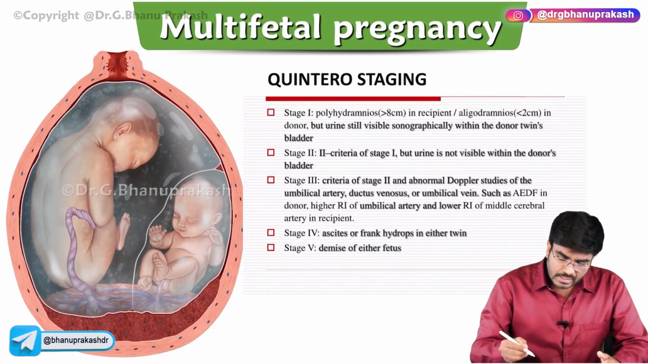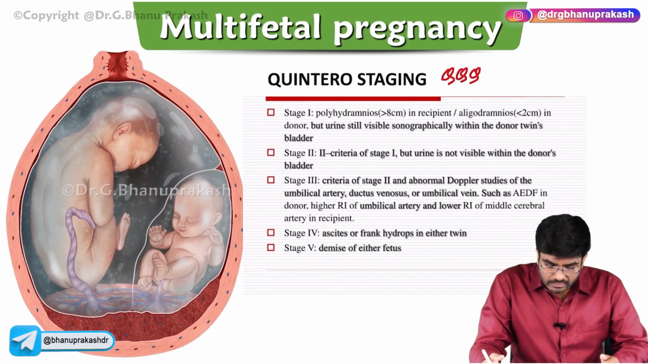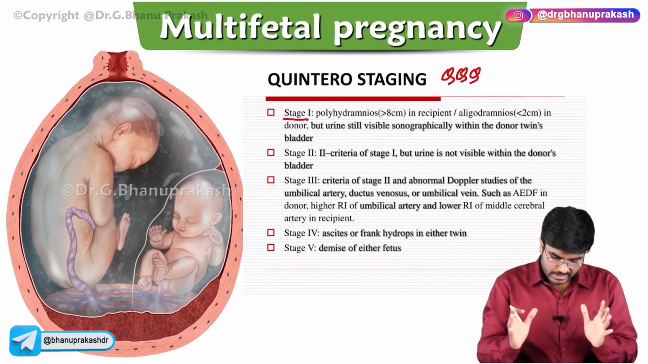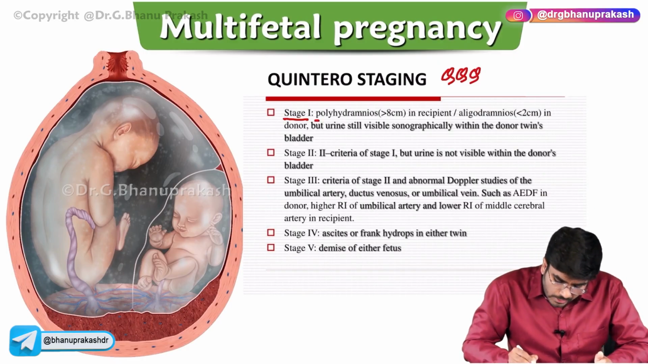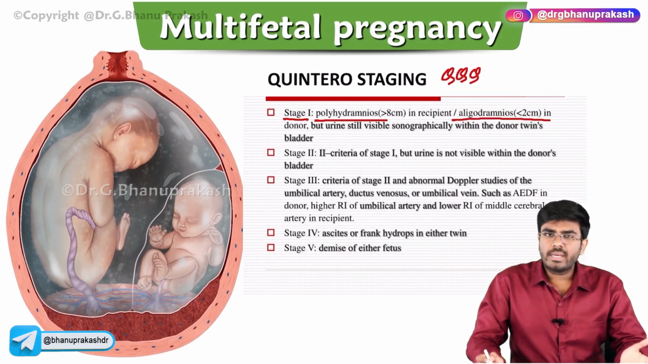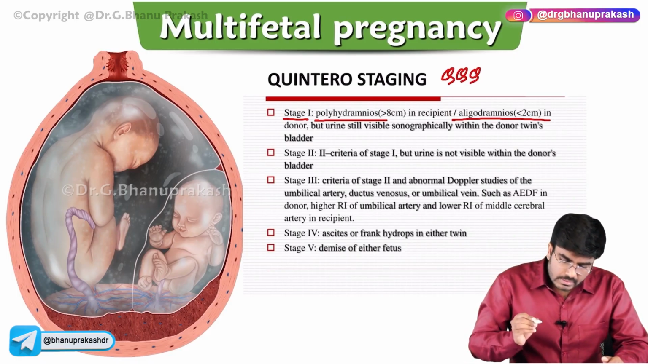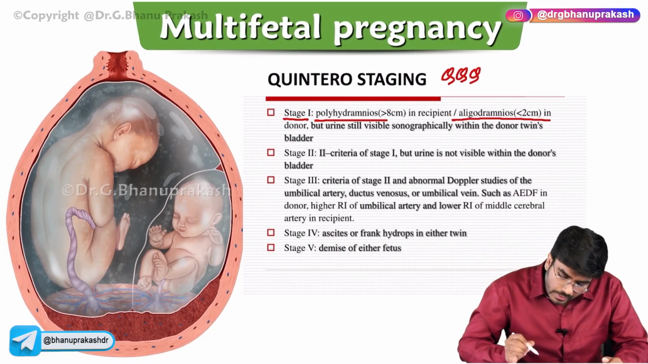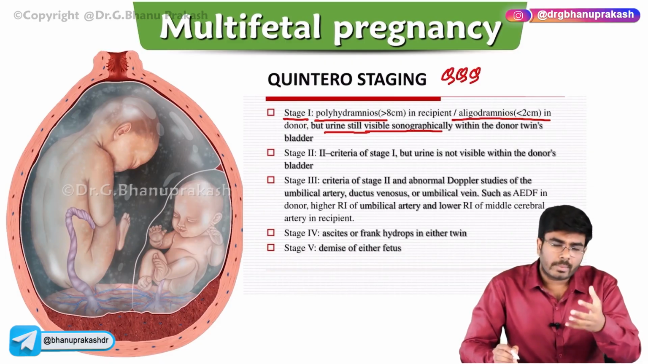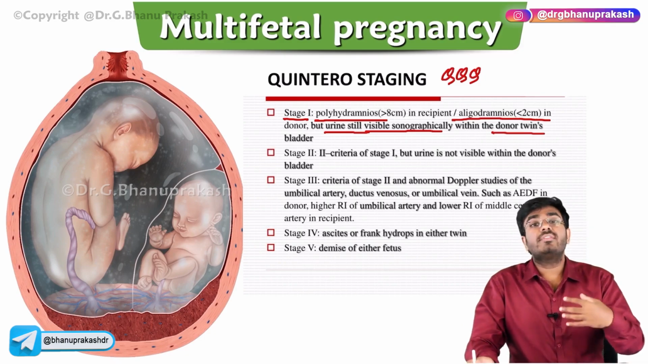Now, let's see the Quintero staging for twin transfusion syndrome. What is this Quintero staging? In stage 1, please remember, it's not that complicated. In stage 1, what you can see is polyhydramnios in one baby and oligohydramnios in the other twin. Polyhydramnios is seen in the recipient and oligohydramnios is seen in the donor. Now, in stage 1, please remember, the urine is still visible on ultrasonography. Urinary bladder is still visible in the donor twin, or urine is still visible.